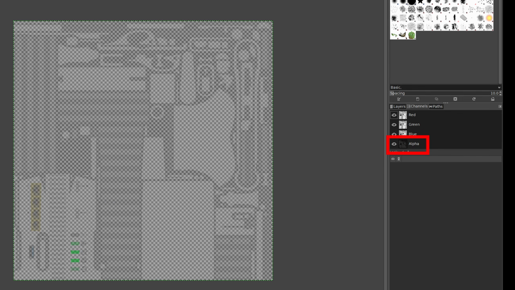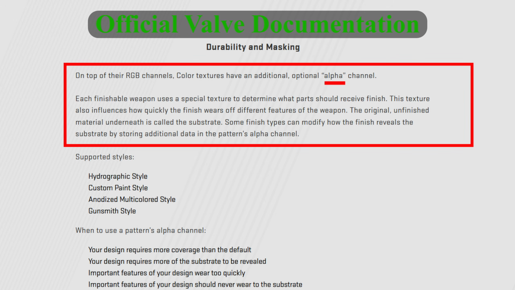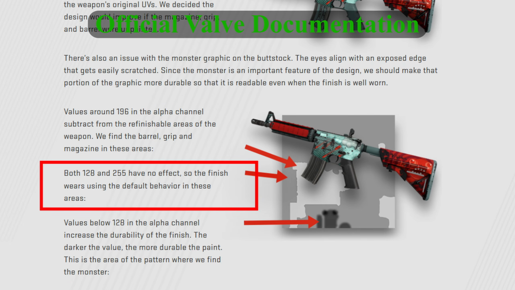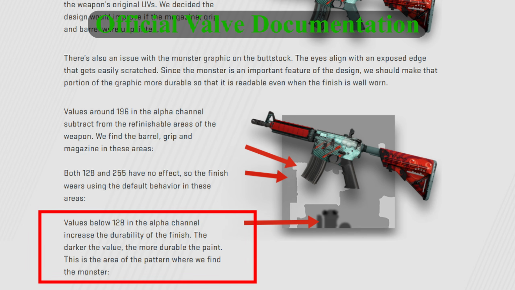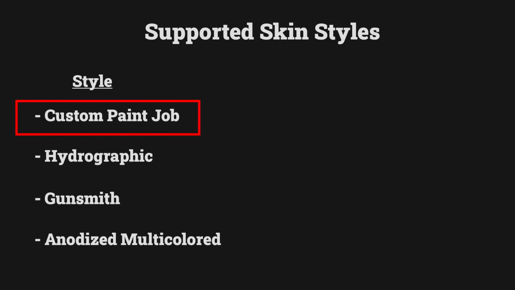So how does it work? Every image has an alpha channel which contains the transparency information of the image. In CS2, the alpha channel of the albedo map is used to control the wear of the skin using the color range of 0 to 255 in the black and white spectrum, with the exception of values 128 and 255, which have no effect on the skin wear. Dark values in the alpha channel preserve the skin and make it more durable, while the light values make the skin wear faster.